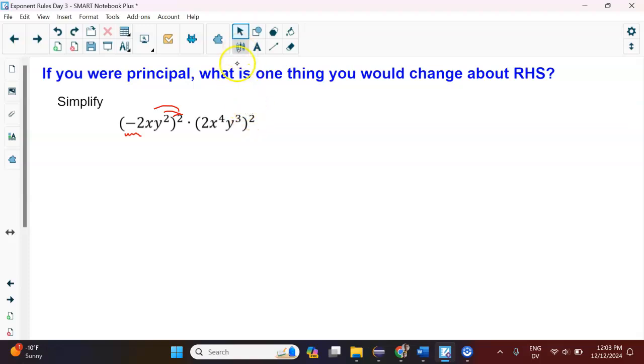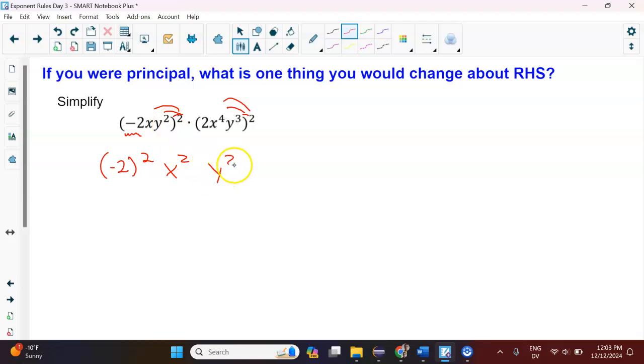So these are a distributive rule, sort of. So these little exponents on the outside get distributed. So we're going to have negative 2 squared, x squared, and then y squared squared. Right? If we distribute this 2 into each part there. And then in the back, we're going to have 2 squared, x to the 4th squared, right? And then y cubed also gets squared. Okay, and this is all one giant multiplication. So at this point, -2 times -2 is 4.